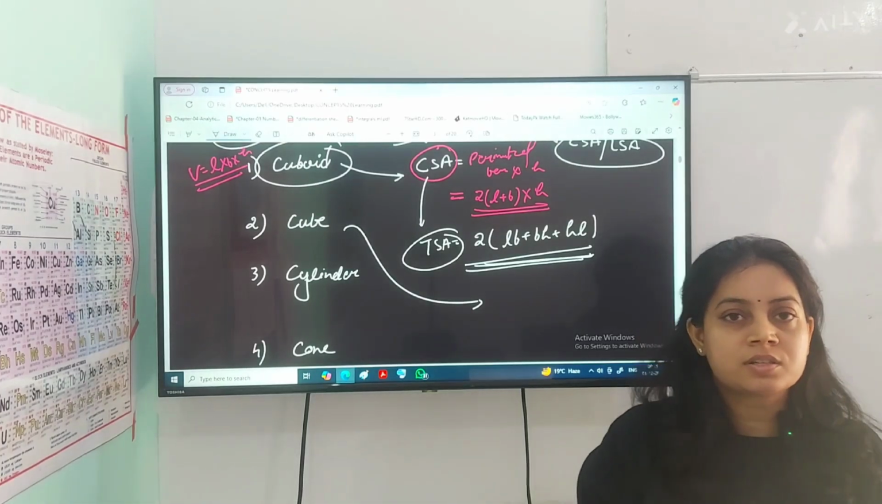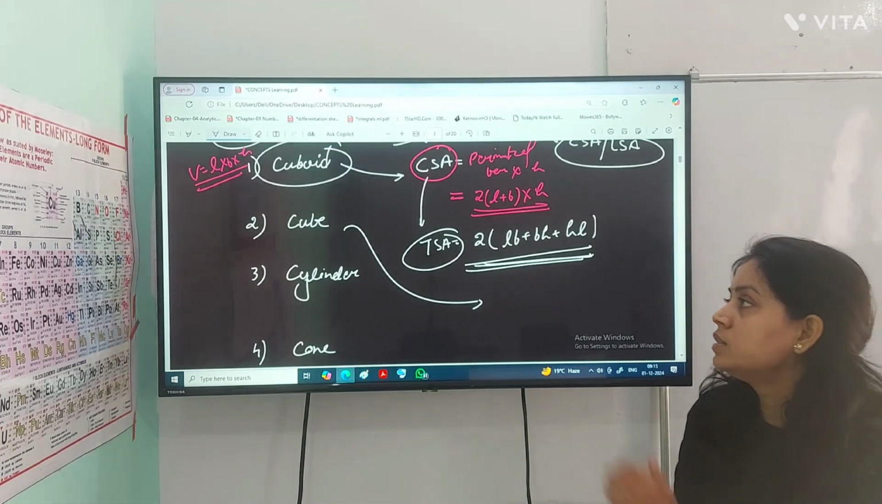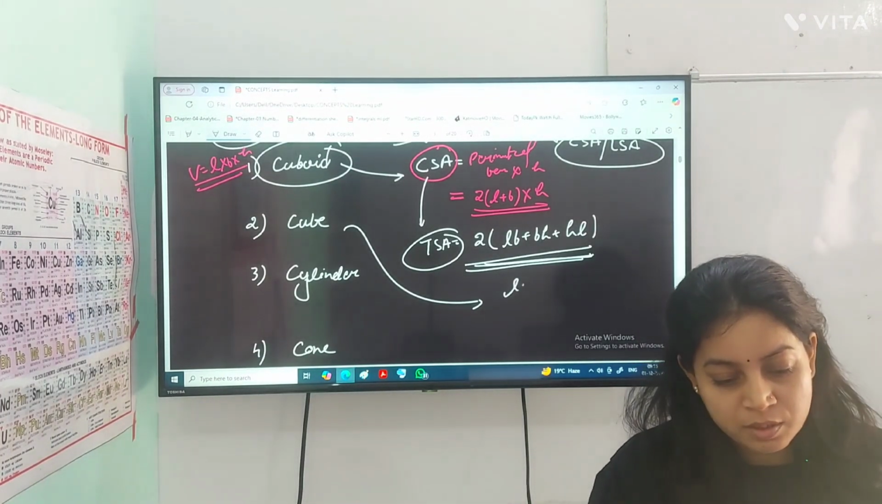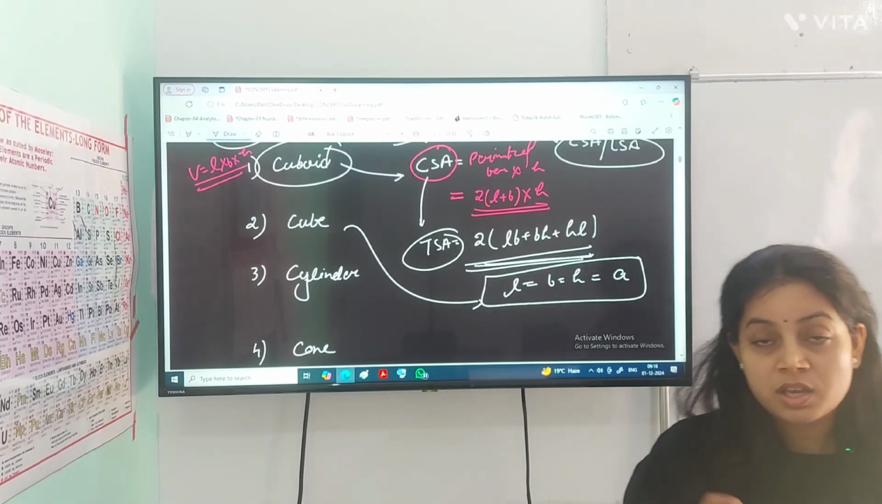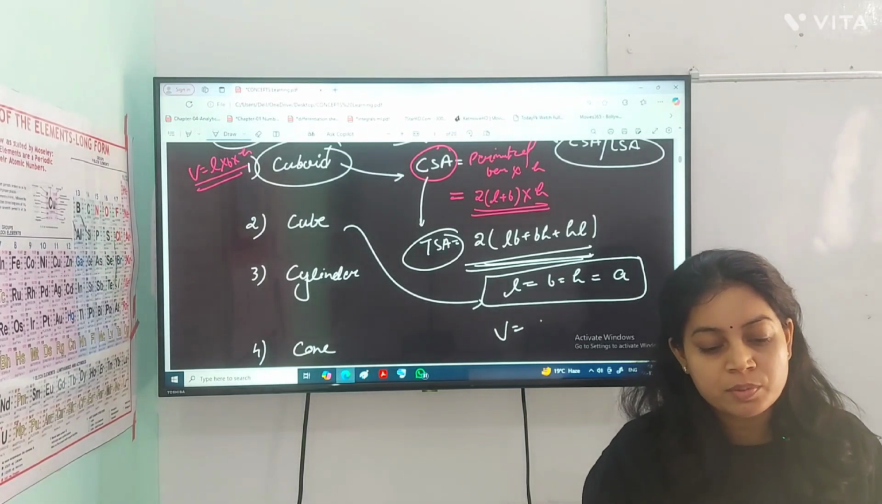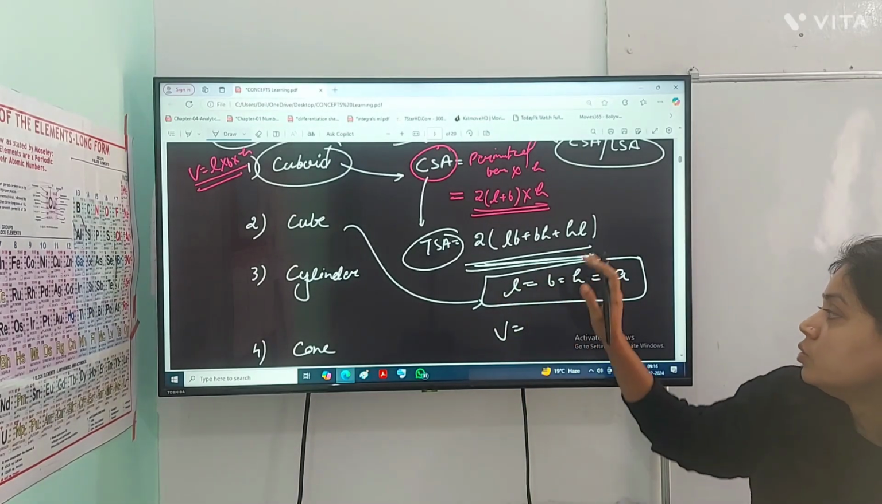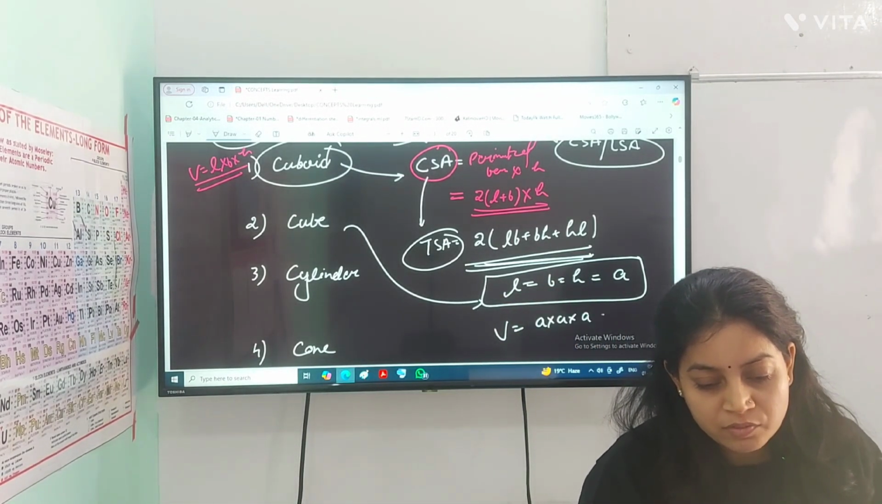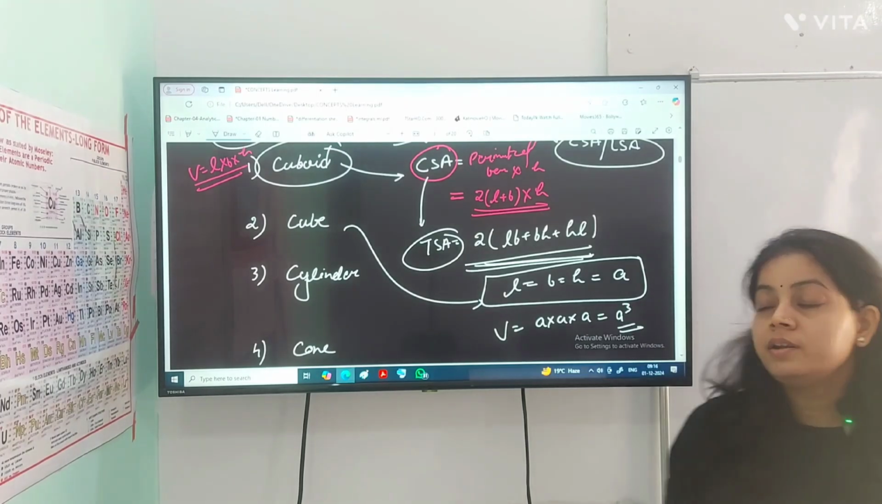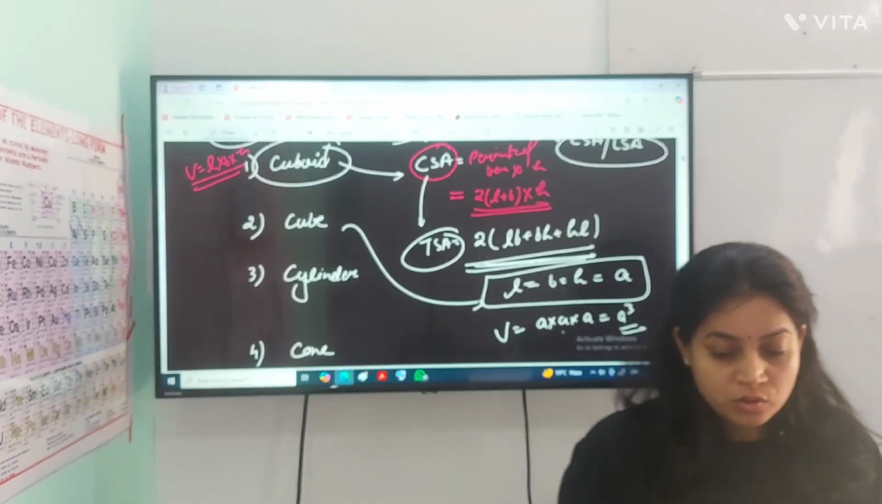Cube is nothing different from the cuboid, but it is just a special case of a cuboid. In this, only length, breadth, height become equal: L is equal to B is equal to H. If I consider it as A, then the volume of the cube will be, as I know, L into B into H. So it will become A into A into A. That will become A cube, simple, right?